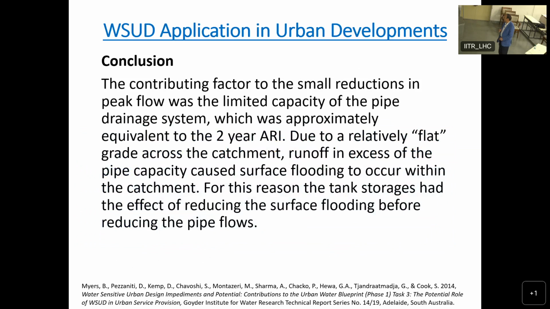So the conclusion is the contributing factor to the smaller reduction in the peak flow was the limited capacity of the pipe drainage system, which was approximately equal to 2 year ARI, due to the relatively flat grade across the catchments. So that was the limitation. It is just to show you how you can use all those water system design approaches using the EPSU model.